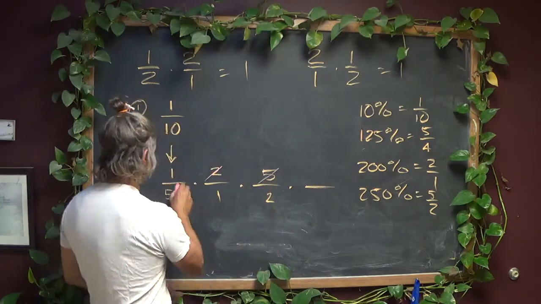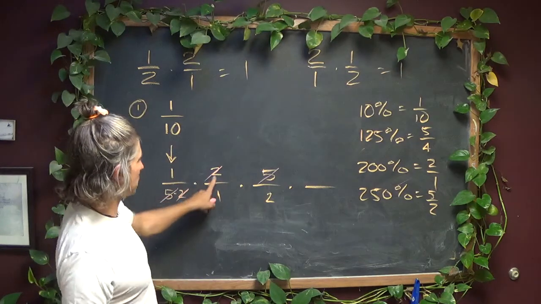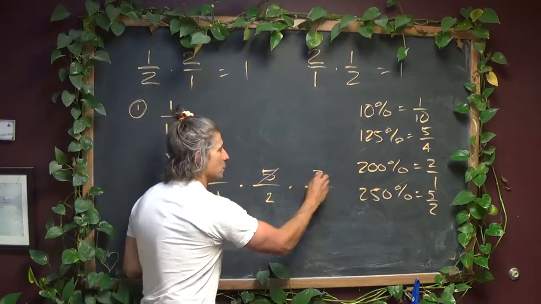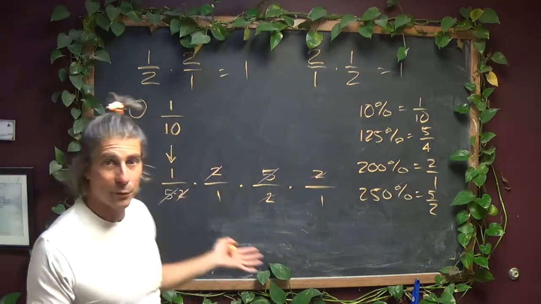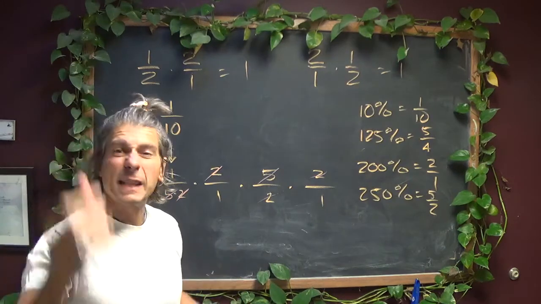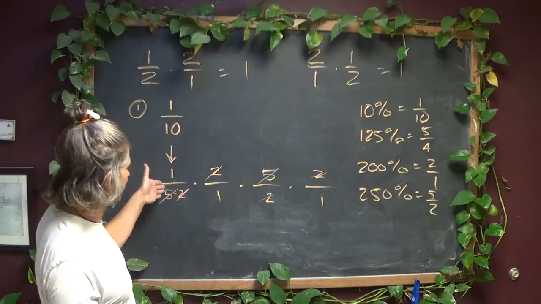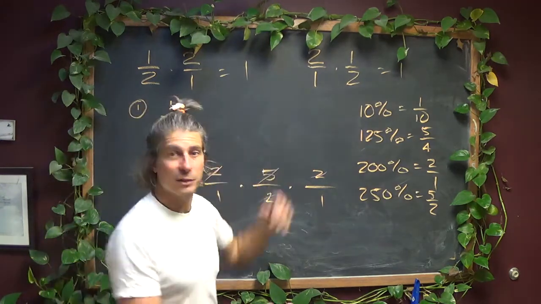That takes care of the 5's, and then you've got one more 2 to get rid of. You can't use this one again, you already canceled it, so you'll have to use one more 2 over 1. And now everything cancels, and you're left with 1 over 1, which means you're back to 100%. So in percentages, you had to do a 10%, a 200%, a 250%, and then a 200%.